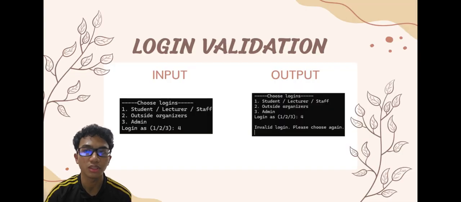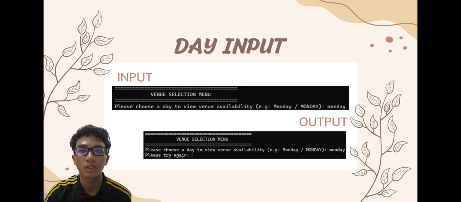First up, the system will ask the user to enter 1, 2 or 3, with each having different logins. If the user enters other than the given option, the system will show an error and ask the user to input again. Next, on the venue selection menu, the system will ask the user to input the desired day by using a specific format shown in the system. If the user enters the wrong way of typing the day, the system will show an error and ask the user to enter the desired day again.